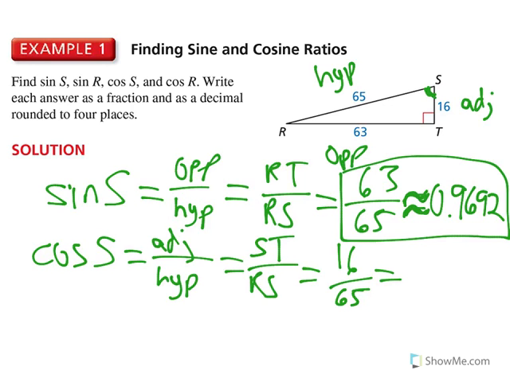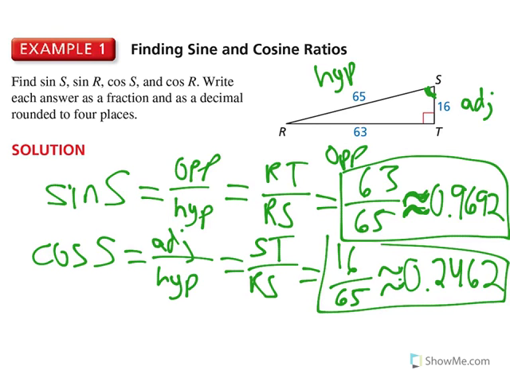Then we plug it into our calculator to get a decimal. We get 0.24615, but it's 4 decimal places, so I need to round it. It's going to be 0.2462. Again, this is approximated, so we change the symbol right there. It's approximately 0.2462. Those were our 2 answers for those.